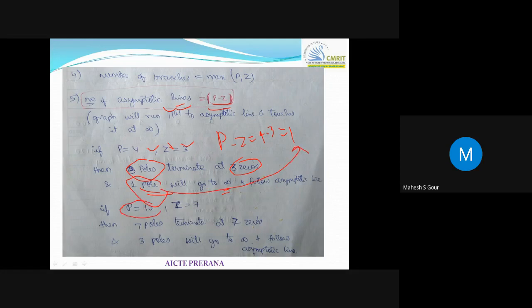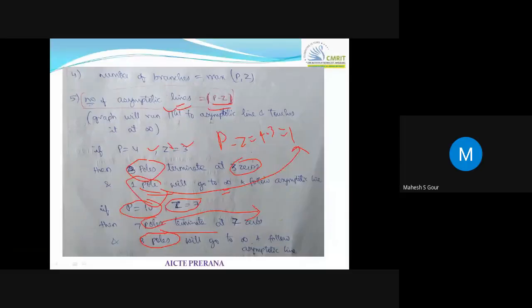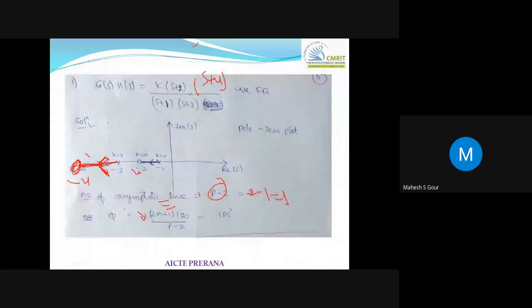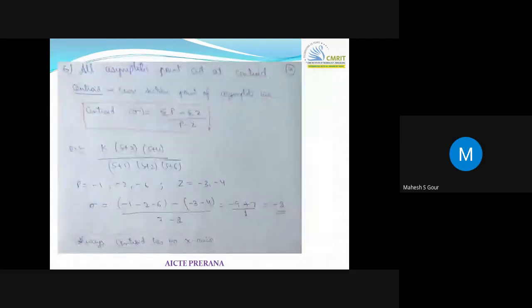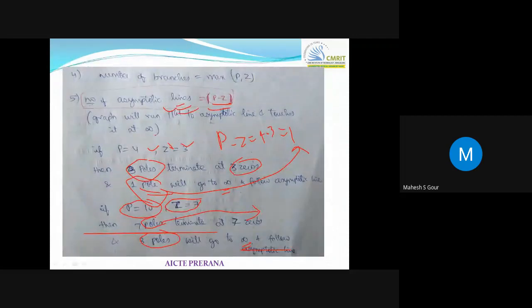Suppose there are 10 poles and 7 zeros. How many asymptotic lines will come? 3. 3 asymptotic lines will come. It means 7 poles will terminate at the 7 zeros and the remaining 3 poles will go to infinity. If there are 3 poles, how should it go? Here it was only a single pole. Suppose there are 3 extra poles, what will happen? Again, a breakaway point will come. I'll go step by step. I hope the number of asymptotic lines is clear.